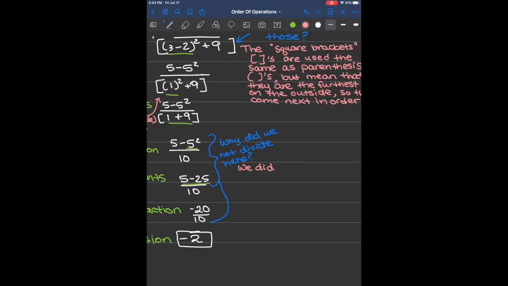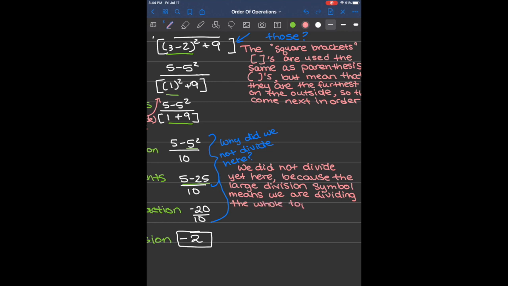So Yuki asks, why did we not divide sooner? We don't divide there because we treat a big division sign like parentheses on the top and bottom. So we separate them and simplify them separately. And once we have simplified the top and the bottom, then we can divide. The division almost always comes last. So in this scenario, it's always going to come last for right now. I will tell you later in the class whenever it will come before you subtract or something like that.